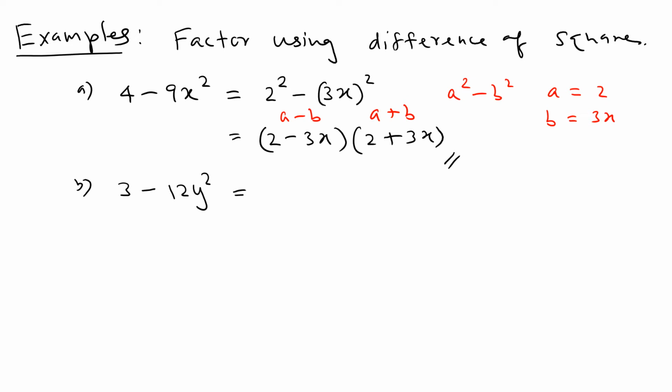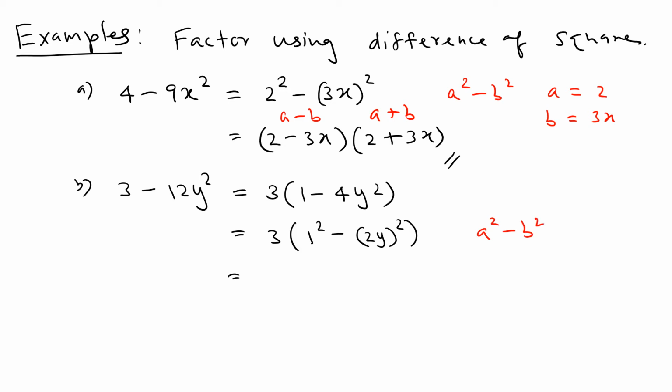Good. So the next one, let's say we have 3 − 12y². There are two problems here. The first problem is you don't see any squares here number-wise. So we're going to pull the common factor out first. You can pull 3 out. Once you take 3 out, you can write this as 1 − 4y². So that's the first step. And then after that, you can write this using squares. 1 means 1 squared. 4y² you can write as (2y) whole thing squared. Now this is in the form a² − b².